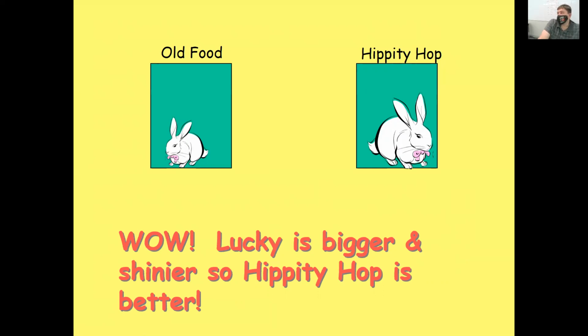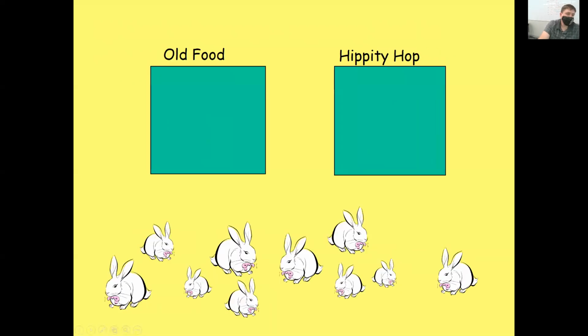Is it okay to just do like one rabbit and call it a day? No. So we need to do multiple rabbits. All right. If my food is really that good, it shouldn't matter if it's my pet or Matthew's pet or Emily's pet or anybody's pet.